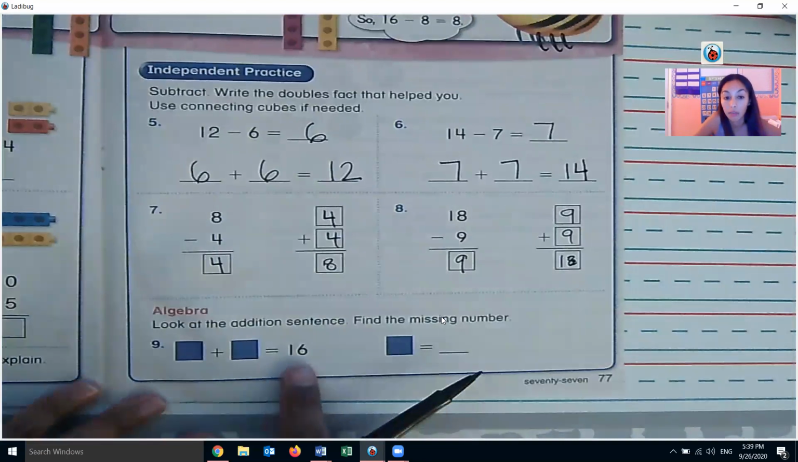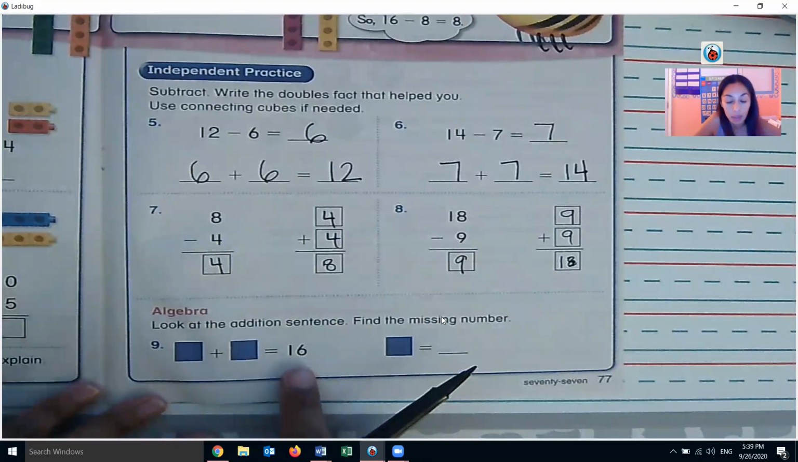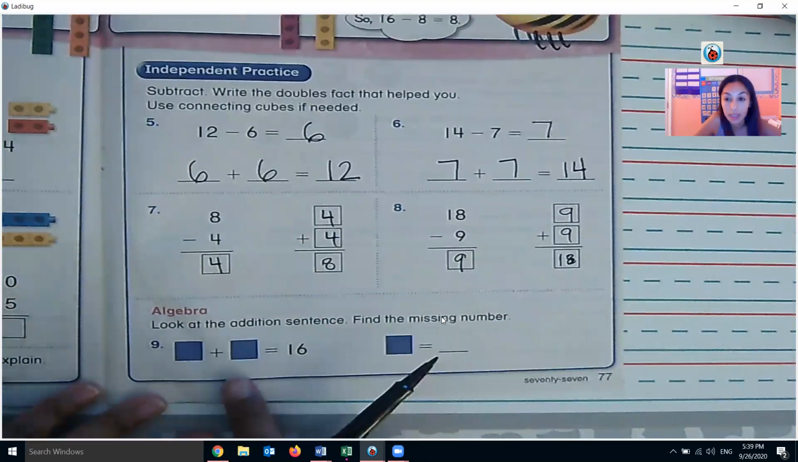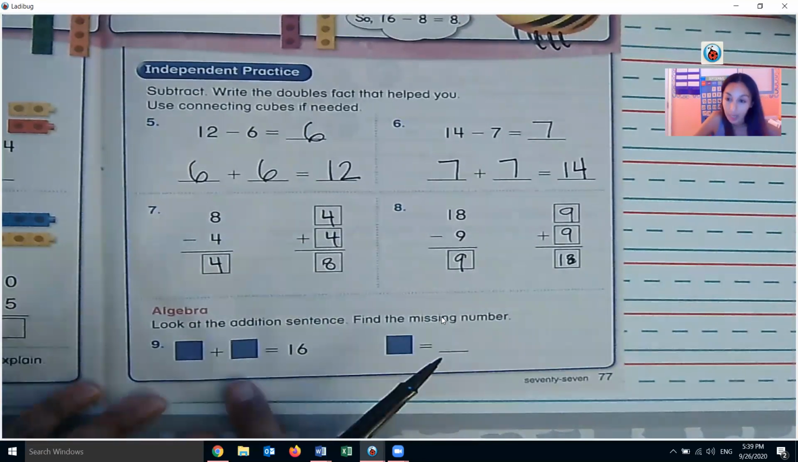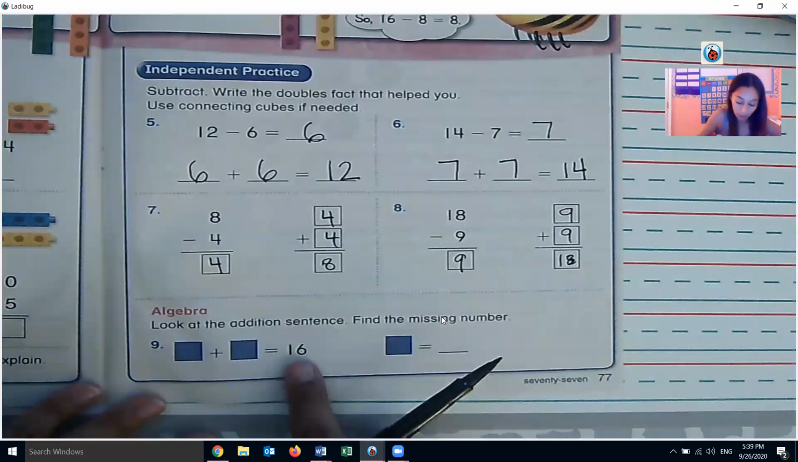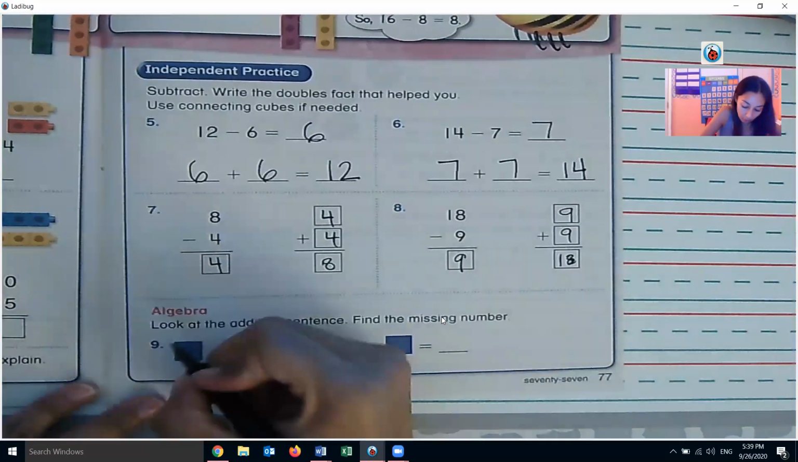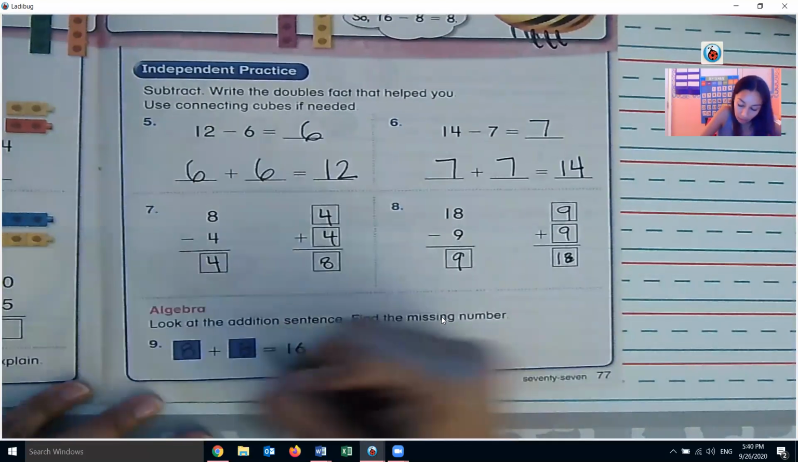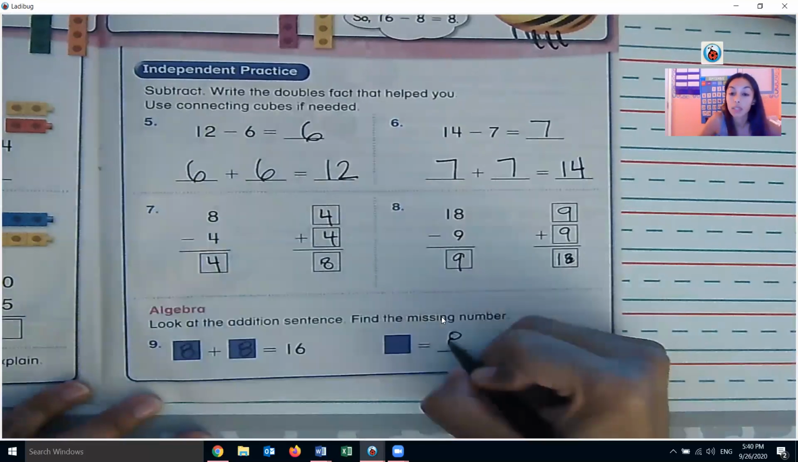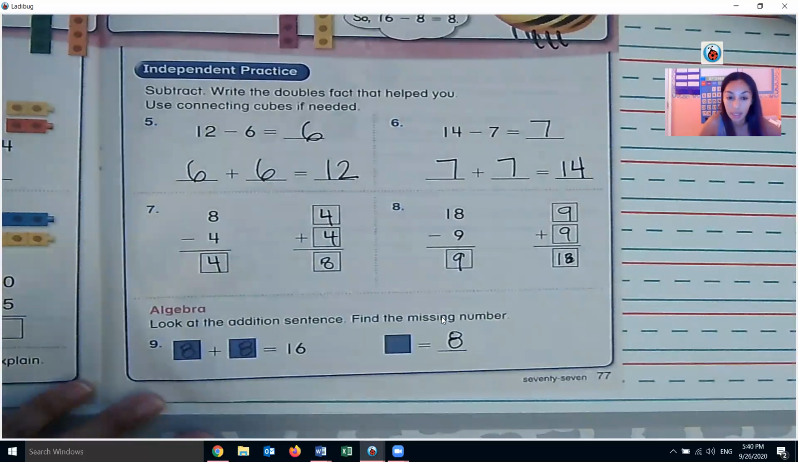We can think about 15 plus 1, 10 plus 6, but the tricky thing is finding out which one is the doubles that gives you the answer 16, which would be 8. So these little squares equal 8. The doubles, 8 plus 8, gives you 16.